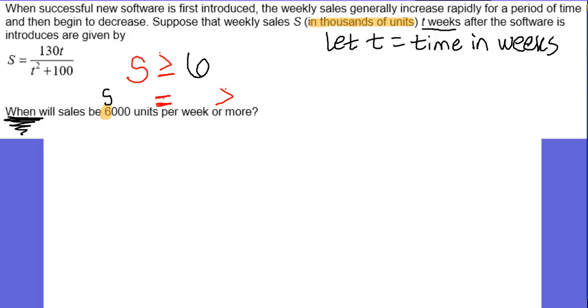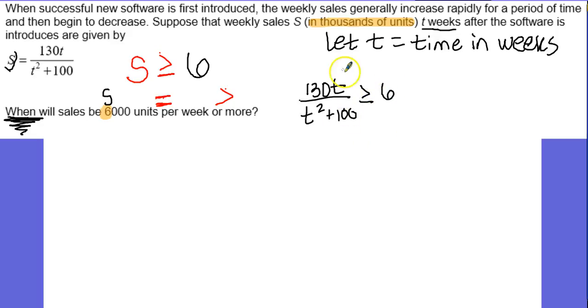Okay, let's get going. So we know that we are looking for greater than or equal to 6,000, and our time is in weeks. So we were given this formula. So I can replace my sales with the actual sales in terms of time. So I'm going to write this equation as 130t over t squared plus 100 is greater than or equal to 6.